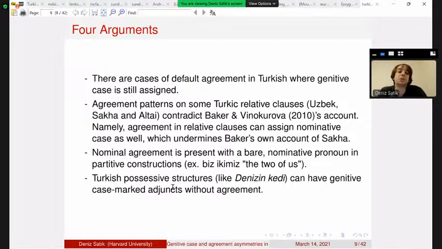Third, nominal agreement is present with a bare nominative pronoun in partitive constructions, so constructions like bizi ikimiz, meaning the 2 of us. Finally, Turkish possessive structures like Deniz'in kedi, which I guess is acceptable to you guys, can have a genitive case marked adjunct without agreement.